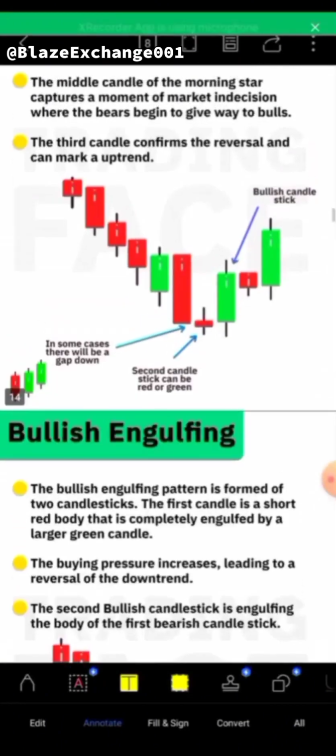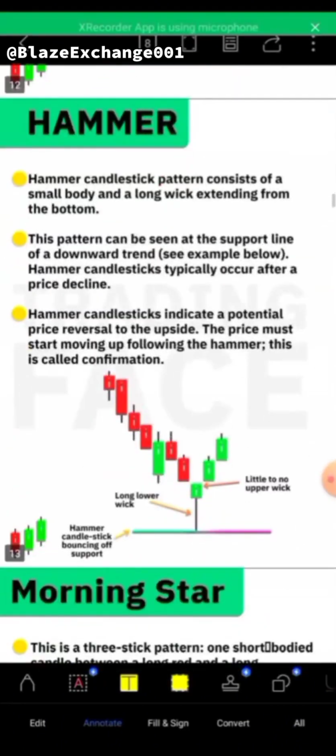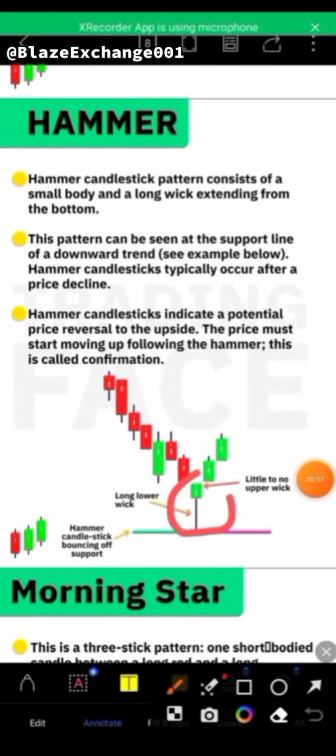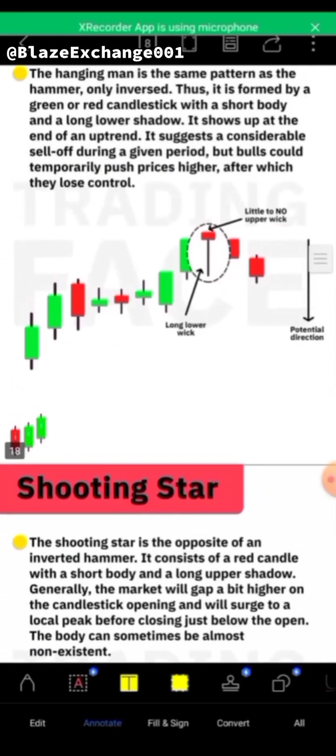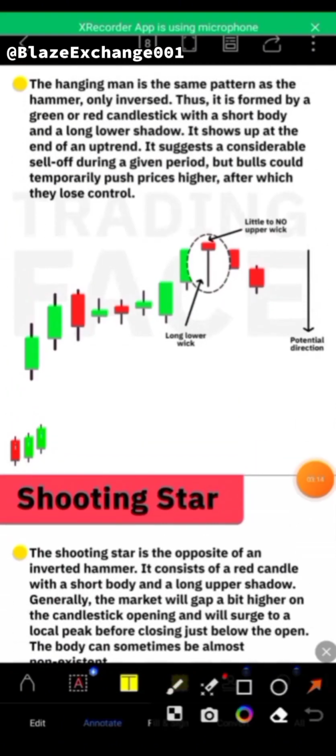So now let's go back to our hammer. You see, this is our hammer. You see the difference? The number one difference is that the hammer has a green body. That's where there are some differences. And number two, the difference is that this is coming from an uptrend, whereas the hammer goes from a downtrend to an uptrend before it is formed.